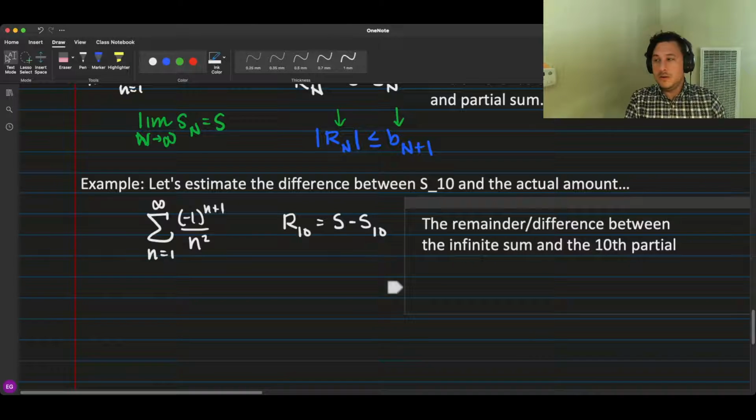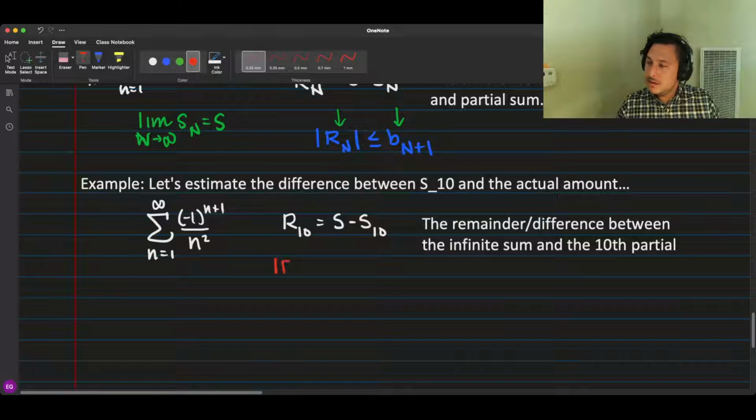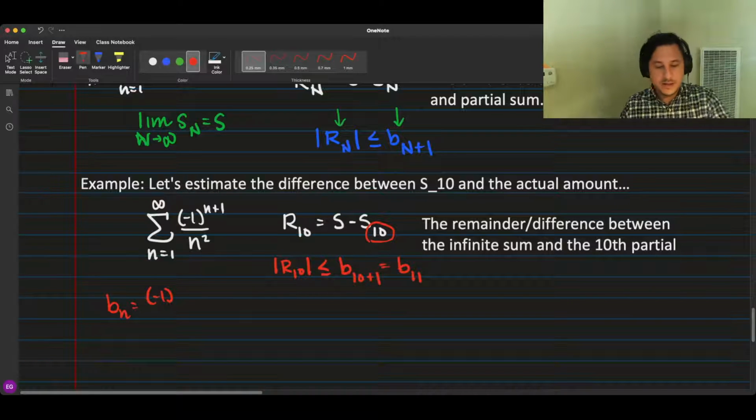Okay, so the result that I had above tells us that the absolute value of that remainder is going to be less than the 11th term. Because in this case, my big N is 10, the 10th partial sum, and the formula said the nth remainder is less than or equal to the (n+1)th term, so that's going to be B11. So our Bn is just 1 over n squared.